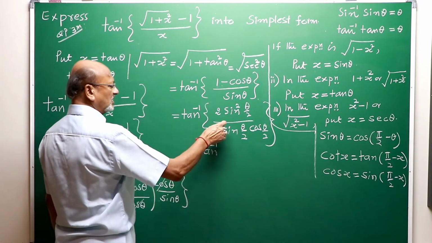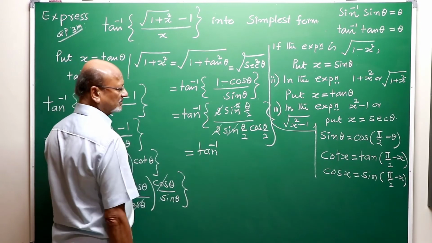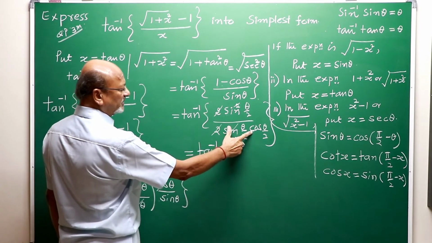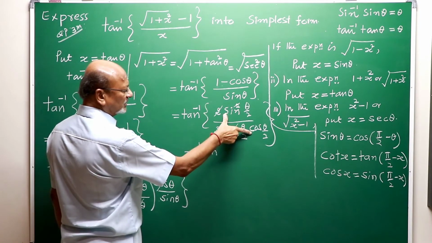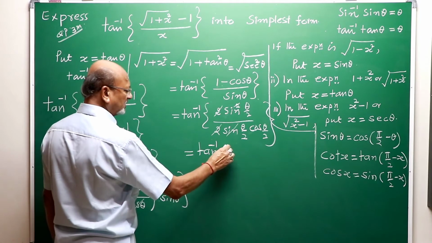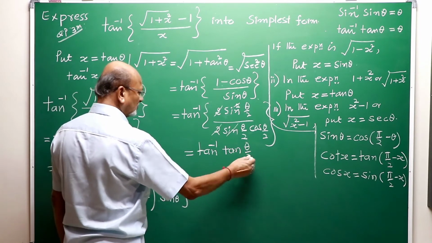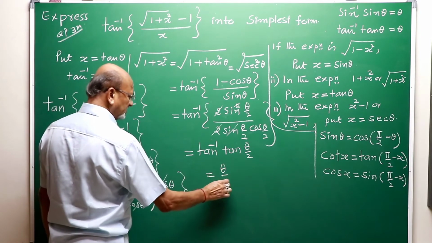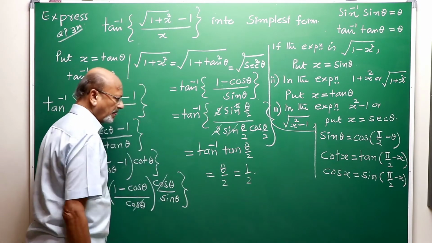Tan inverse. 1 sin cancels, my friend. 1 sin is left in the numerator, and left in the denominator is cos. What is this? The ratio sin upon cos is nothing but tan. What is the angle? Theta by 2. Once again, tan inverse of tan theta by 2 equal to 1 by 2 into theta.